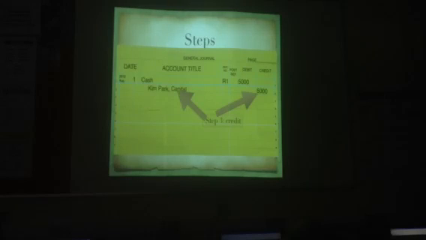Yeah. Kim Park invested $5,000 in the company. Cash goes up, debited $5,000. Kim Park Capital goes up, credited $5,000. It's just writing it a different way. So all the transactions you've seen in the last two chapters, you will see again in this chapter. We're just writing it in a different way, different form.